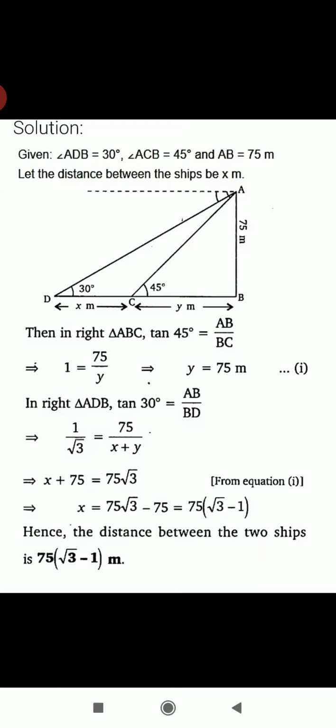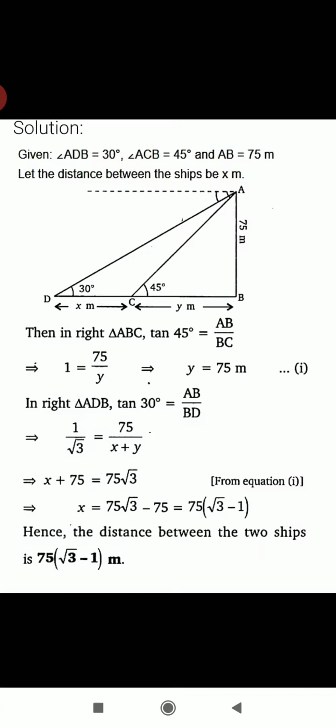Now the distance between D and C is x, and CB is y. You can see in the figure there are two right triangles. Now in right triangle ABC, tan 45 equals AB upon BC, so 1 equals 75 upon y, therefore y equals 75 meter.